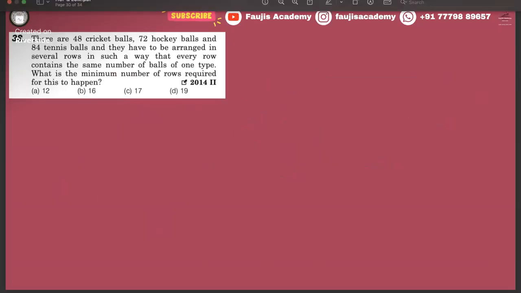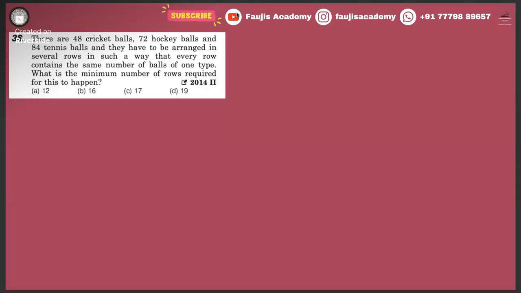There are 48 cricket balls, 72 hockey balls, 84 tennis balls, and they have to be arranged in several rows in such a way that every row contains the same number of balls of one type. What is the minimum number of rows required for this to happen? I want you guys to spend 2-3 minutes over here. I do not want you to answer this. I want you to tell me what they have asked and how we can go about it.